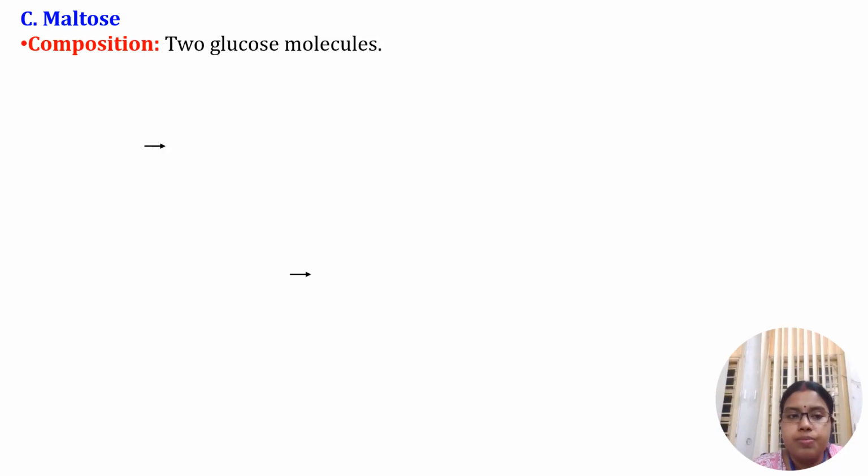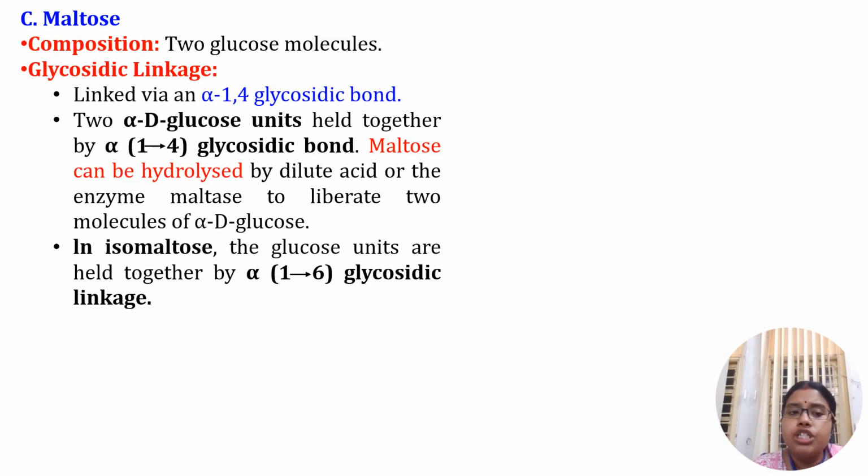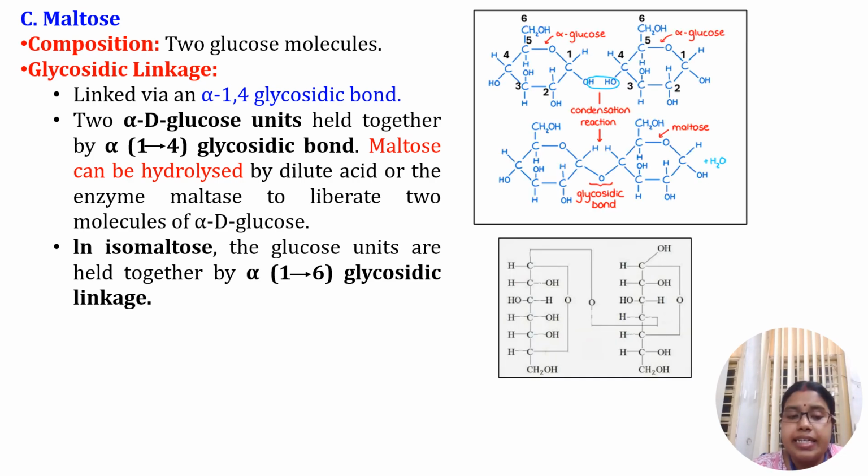Next, maltose. It is composed of two glucose units linked by an alpha 1,4 glycosidic linkage. That means two alpha-D-glucose units are held together by an alpha 1,4 glycosidic linkage. That means C1 of one alpha glucose is linked with C4 of another alpha-D-glucose molecule. One alpha glucose is reducing in nature because it has the free anomeric carbon, but the other alpha glucose, whose C1 is actually attached, is non-reducing in nature.